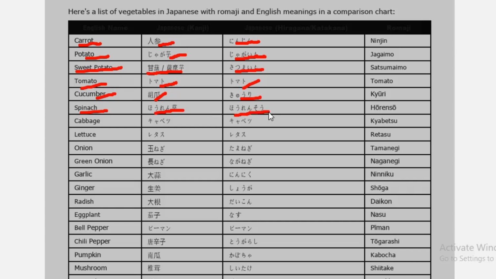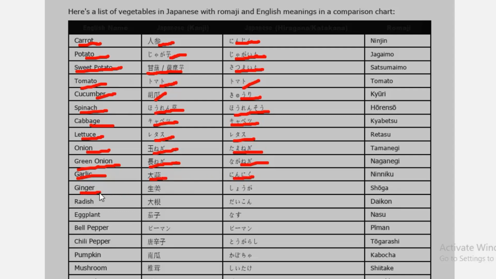horenso. Horenso. For cabbage, it is kyabetsu. Kyabetsu. For lettuce, it is retasu. Retasu. For onion, it is tamanegi. Tamanegi. For green onion, it is naganegi. Naganegi. For garlic, it is ninniku.